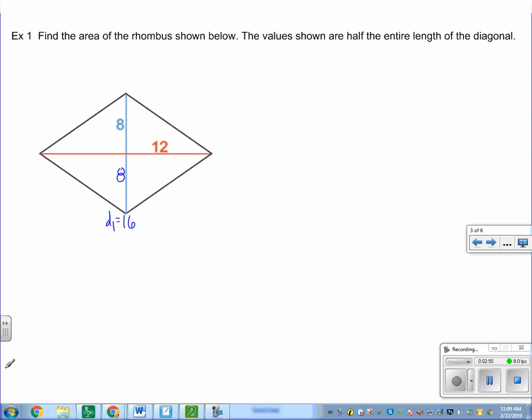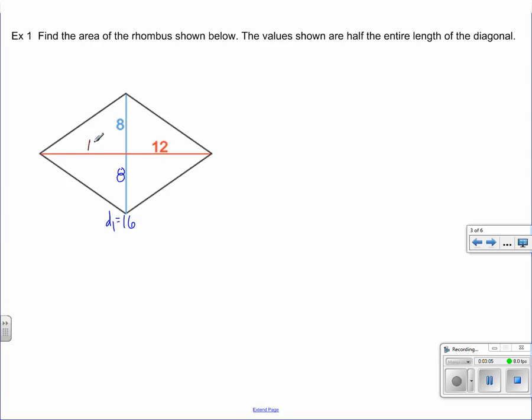Let's check out our second diagonal. From here to there, it's 12, but I need the whole diagonal. And since it's a rhombus, this is also going to be 12. And the total length of the diagonal is 24. You can add 12 and 12, or you could double 12. 12 plus 12 is 24. 12 times 2 is 24. Either way, you get the same answer.